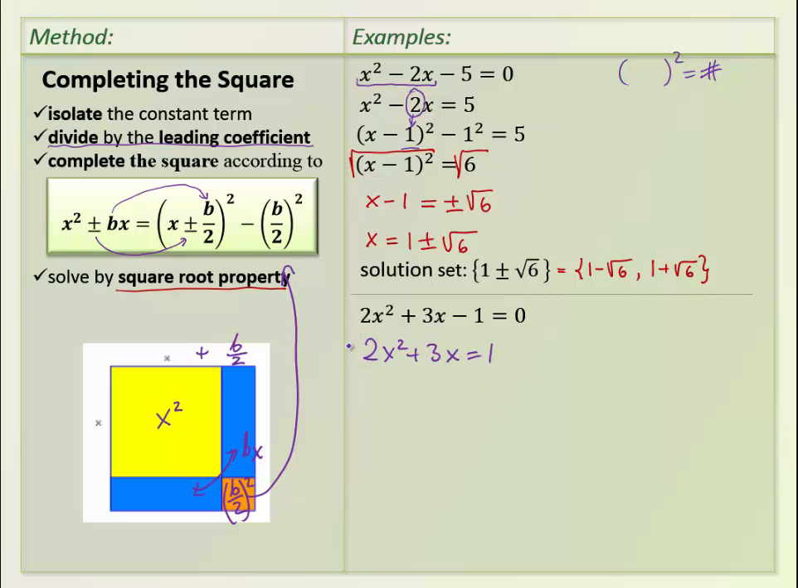And now, since the leading coefficient is more than 1, we're going to divide by the 2. So as before, we are moving the 1 to the other side, resulting in 2x squared plus 3x equals 1. And now, since the leading coefficient is more than 1, we are going to divide by it. So divide by 2. Even though we end up with some fractions, don't worry about it. Fractions are good to calculate. So we end up with x squared plus 3 halves x equals 1 half.